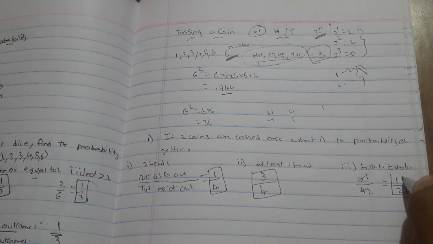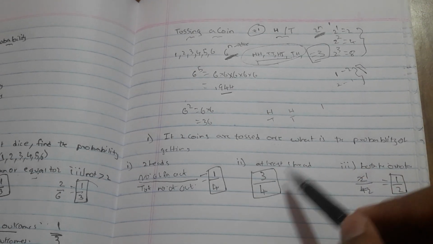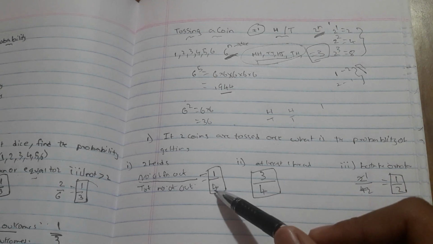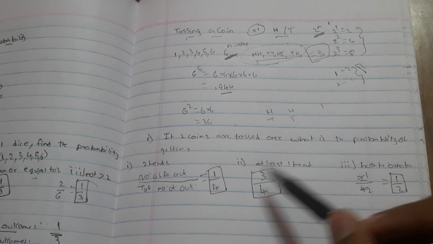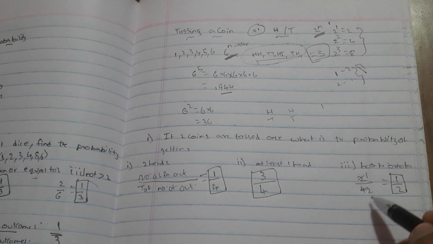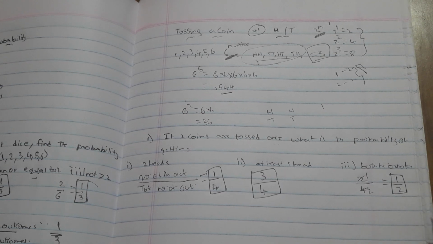Why didn't we cancel in the earlier parts? Because there is no chance of cancelling there. 1 by 4, can we cancel? No. 3 by 4 we can't, but 2 by 4 we can cancel, and that becomes 1 by 2. I hope you understood about these coins.